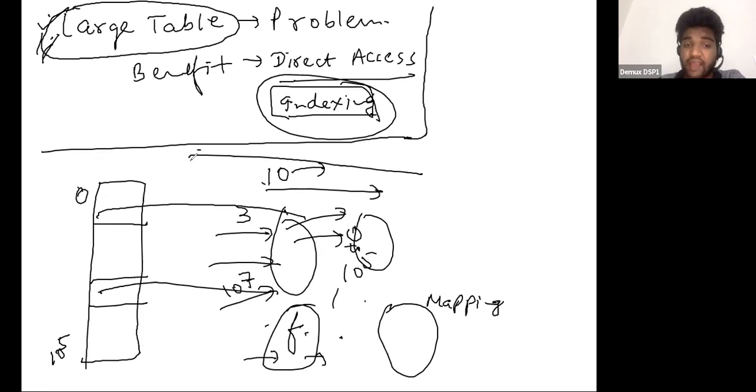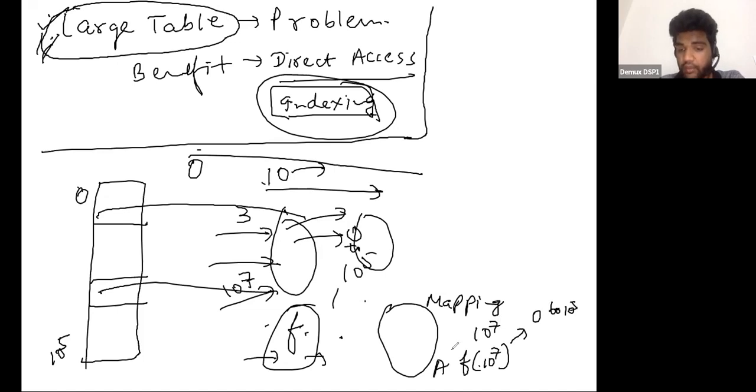And now you will still have the same benefits. How will insertion look? If you want to insert 10 to the power 7, you will use that function. You will get the value of f(10 to the power 7), and you are guaranteed that this will be in the range 0 to 10 to the power 5.